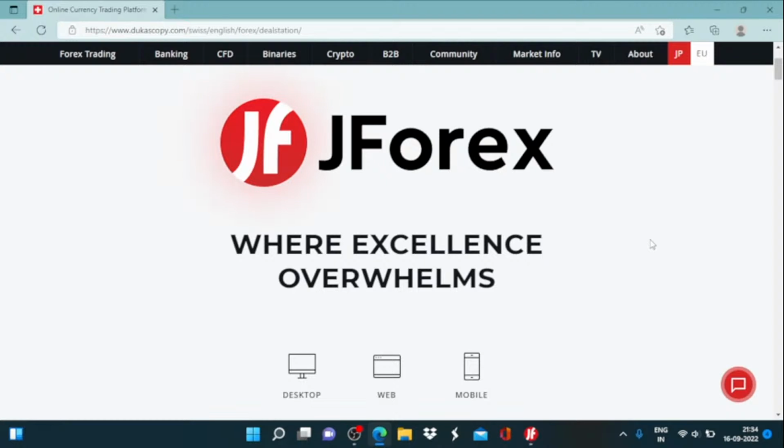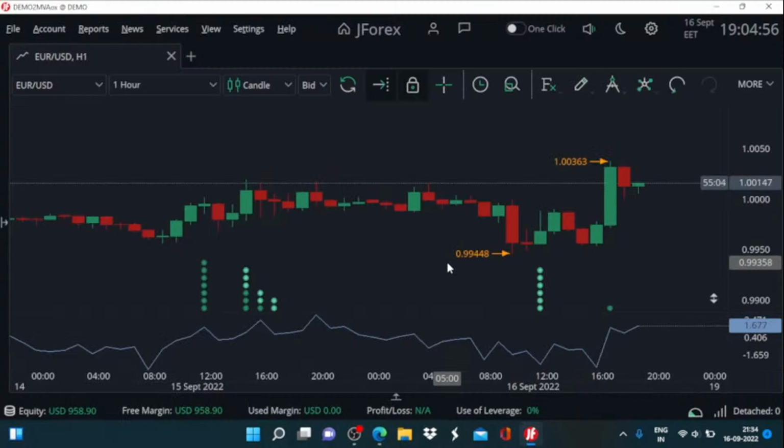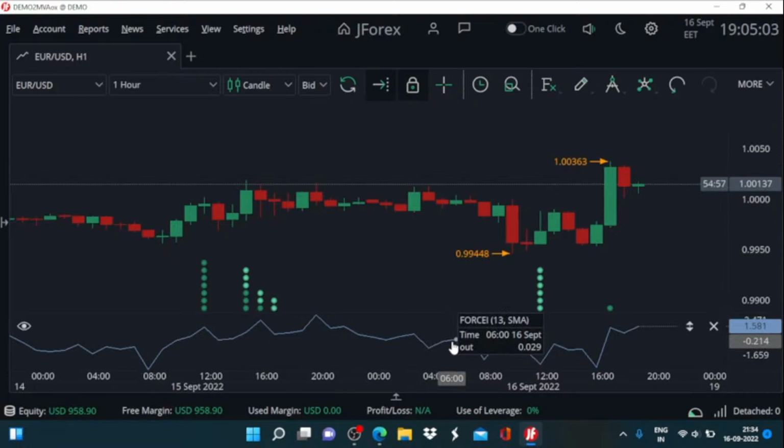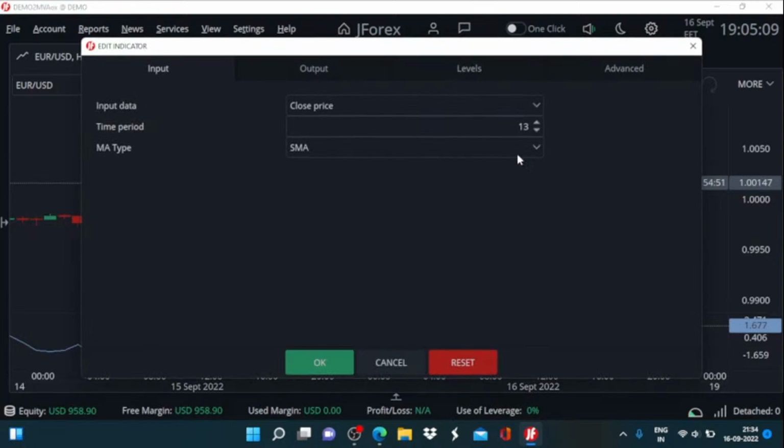direction. So we will be looking at the concept of this indicator, and then we will also consider various ways in which we can customize this indicator on the JForex 4 platform to take advantage of the various trading opportunities arising in the market. This is the Euro USD chart, and I have plotted the force index indicator with the default parameters. The calculation period is 13, and the moving average type is SMA, simple moving average.